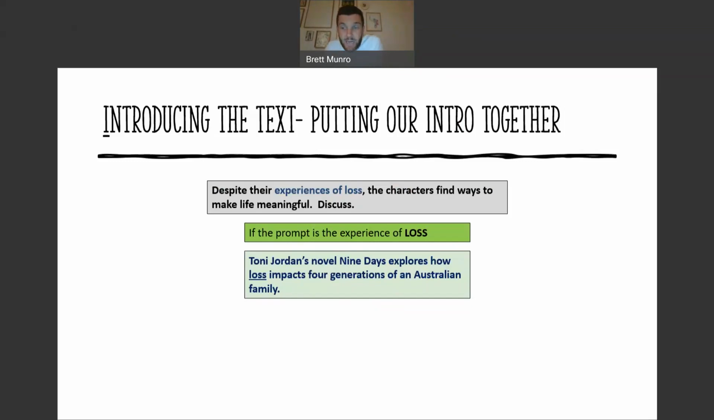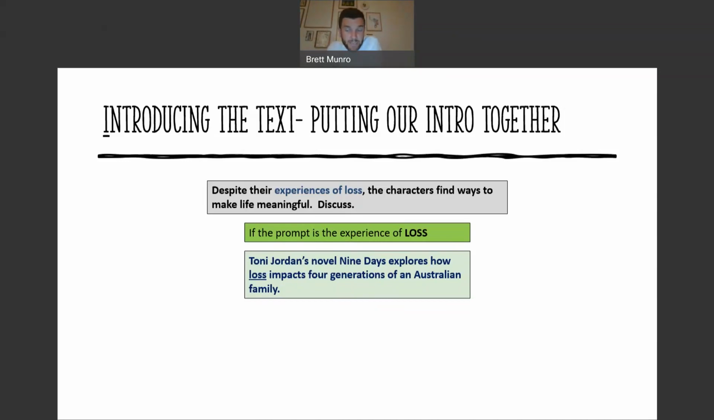We've made the suggestion here, but the main point of the prompt is about loss. You could just as easily say that the main part of this prompt is meaning and the meaning of life, that sort of thing. And that would just slightly change the wording, but it's still going to have the same meaning and the same way that you phrase it.